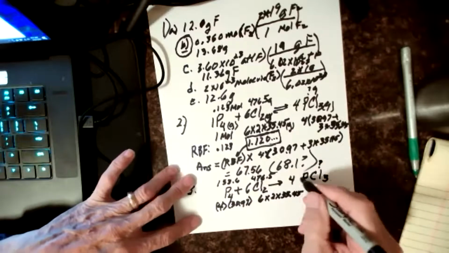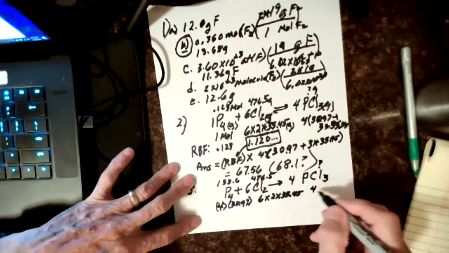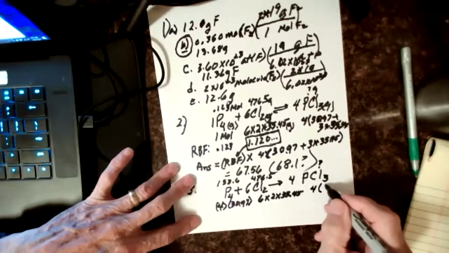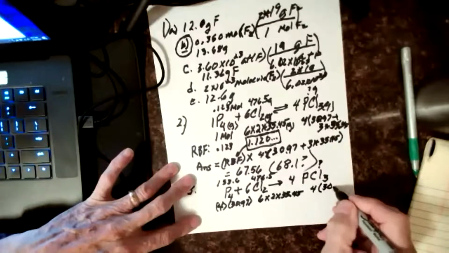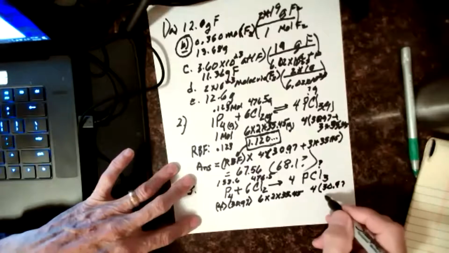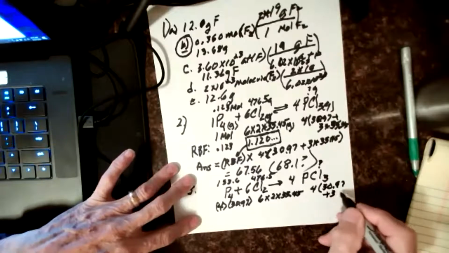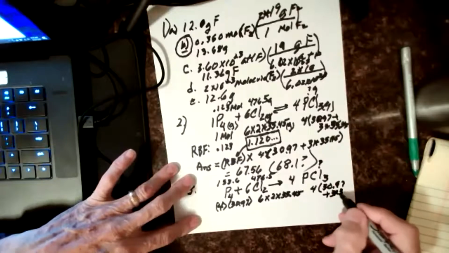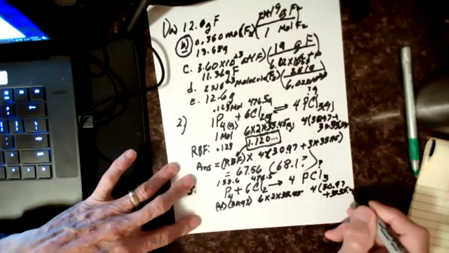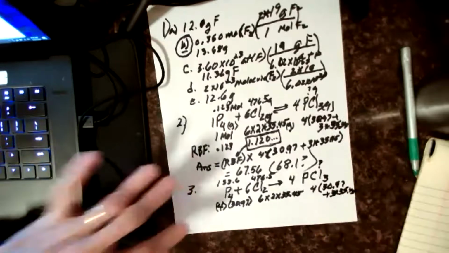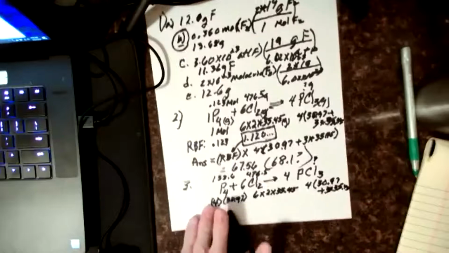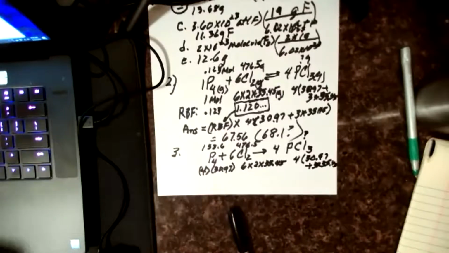So to see how much of this is present, I'm going to do 4 times 30.97 plus 3 times 35.45. Okay, all right. Now we got enough there. We can get our rebalancing factors.